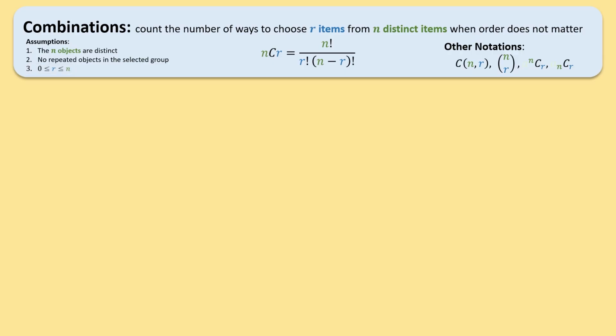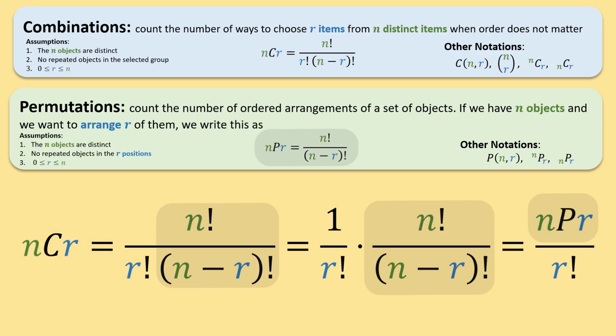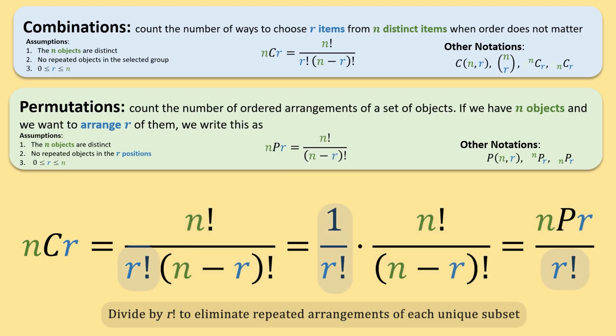Another way to think about it is nCr is equal to nPr divided by r factorial. We just start with the permutation count, nPr, which is the count of ordered arrangements, and then we divide by r factorial to remove the repeated arrangements of each unique subset.